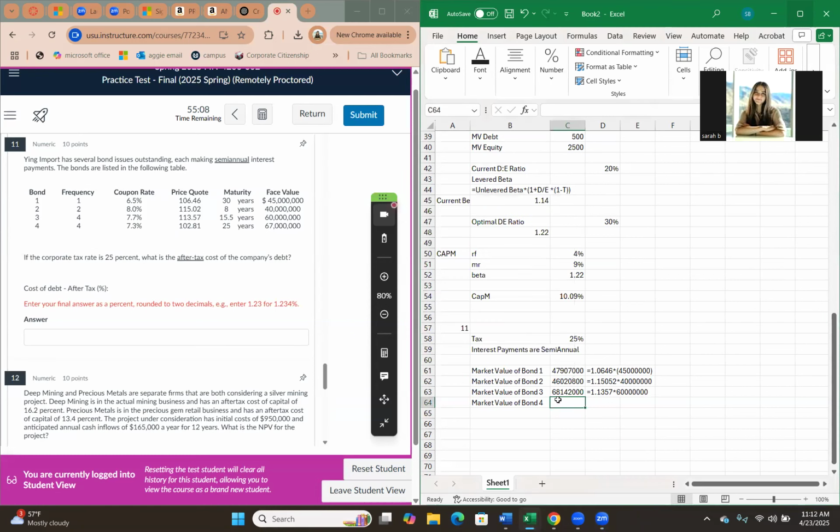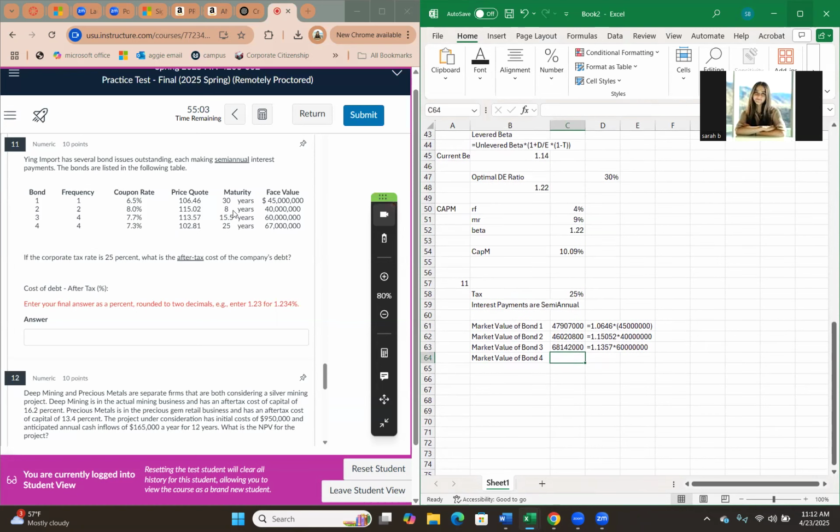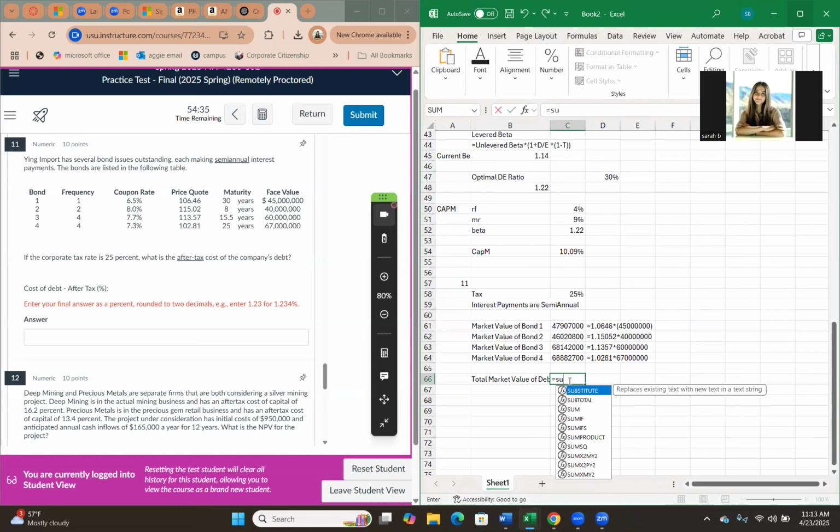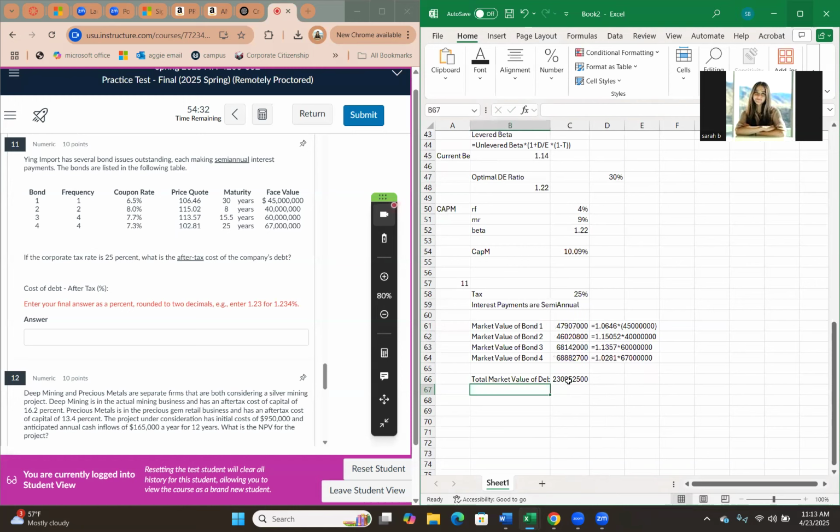Okay, sweet. So we were on market value of bond 4. So price quote is 1.0281 times 67 million. Sweet. Formula text that. Awesome. Okay, so now we need to add all these up. So let's look. Total market value of debt. I'm gonna just do the sum of all these. It gives us this massive number, 230 million, whatever.